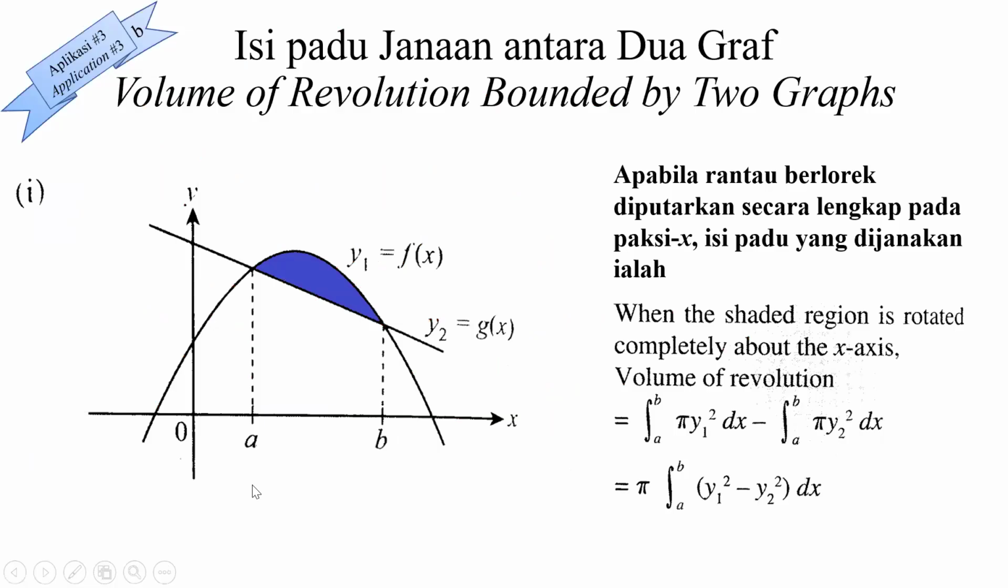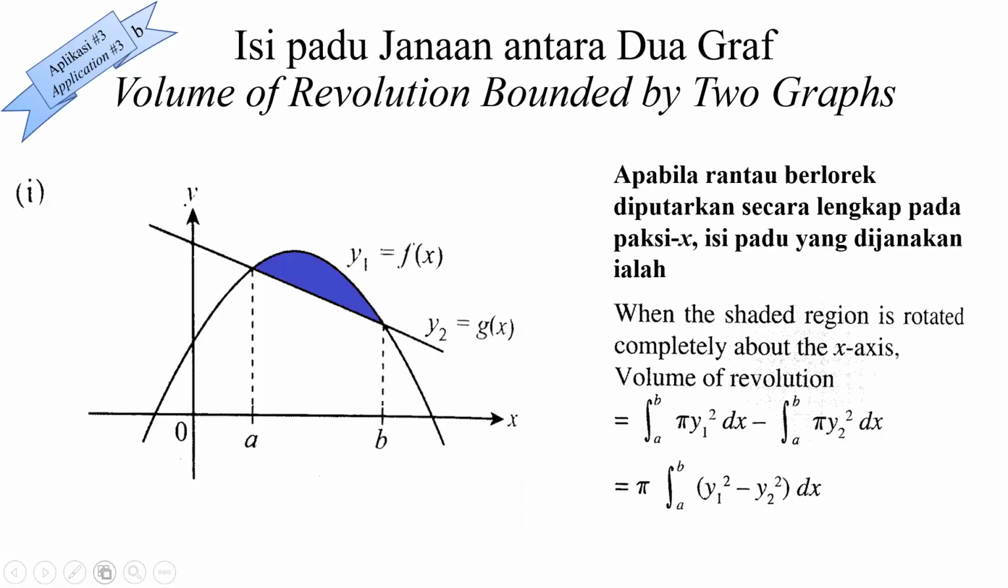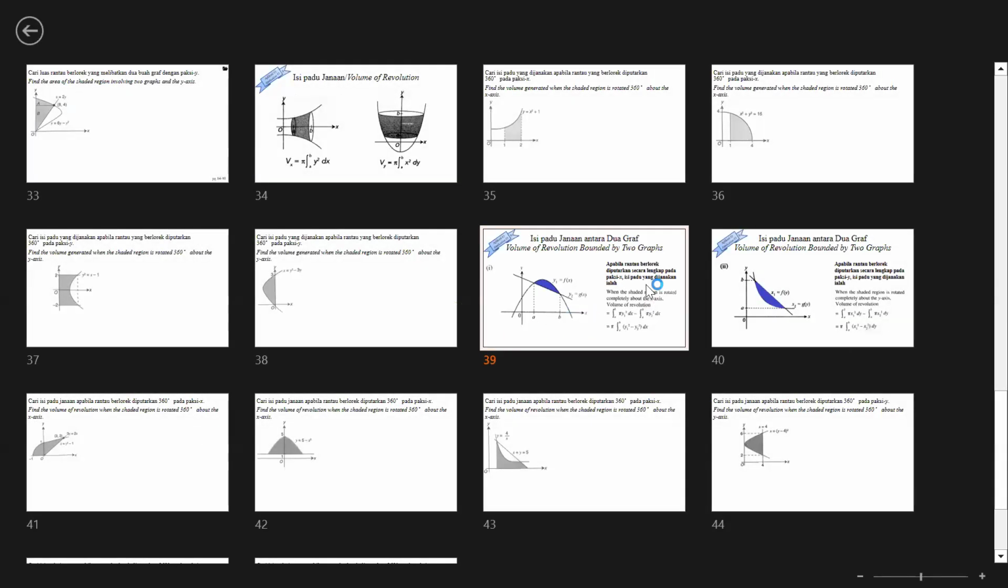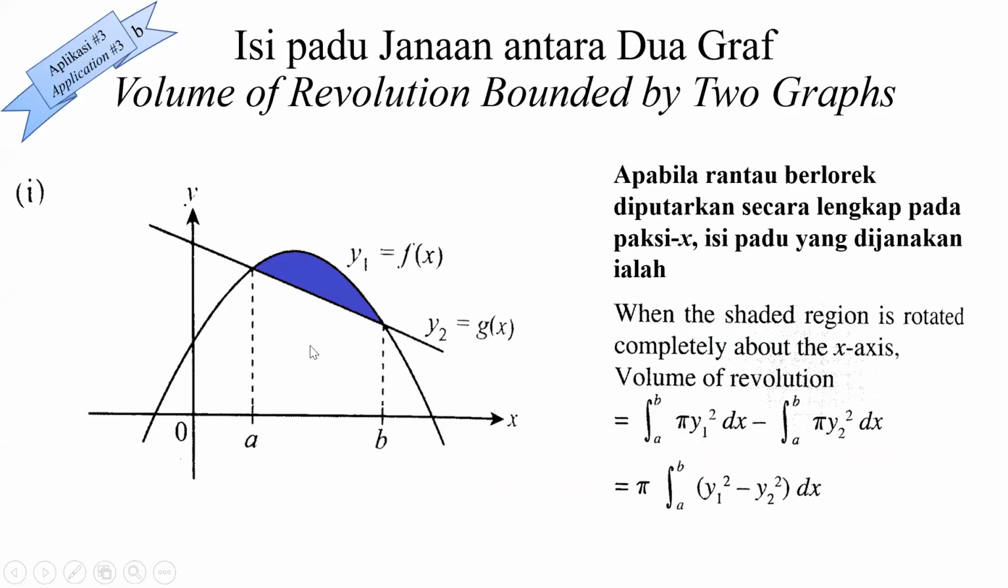Okay, easy. Right. How many applications? 3B. Okay, we have 3B. This one is the volume generated bounded by two graphs. Like just now, you have to subtract. When it is towards the x-axis, you take the upper graph minus the lower graph. Put the pi outside.